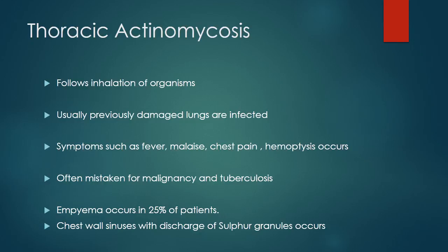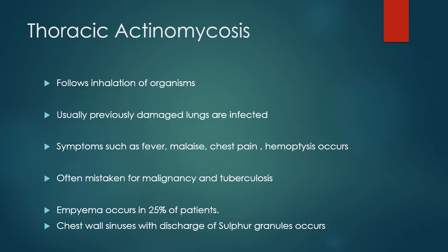And these patients may develop symptoms such as fever, malaise, chest pain, and hemoptysis also occurs in these patients. And because of the chronic duration of the disease and because of the chronic fever and the presence of the hemoptysis, most often actinomycosis of the lungs or thoracic actinomycosis are mistaken for malignancy and tuberculosis. Sometimes it presents as an empyema which occurs in 25% of the patients. Empyema is nothing but the pus in the pleural cavity. So it is another form of the actinomycosis.